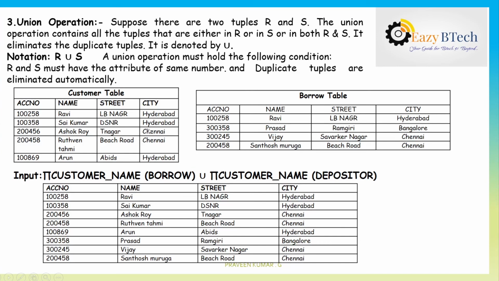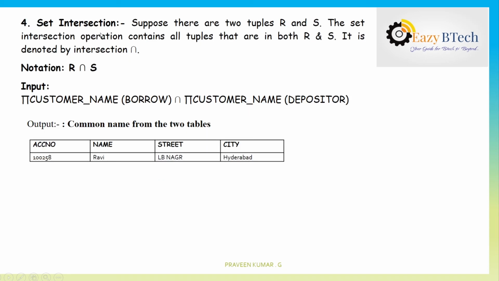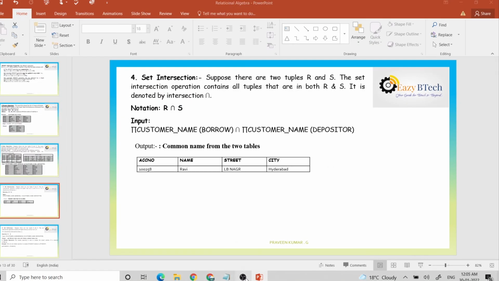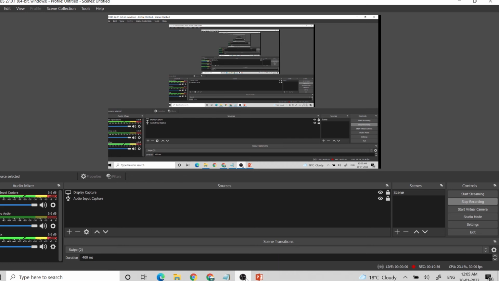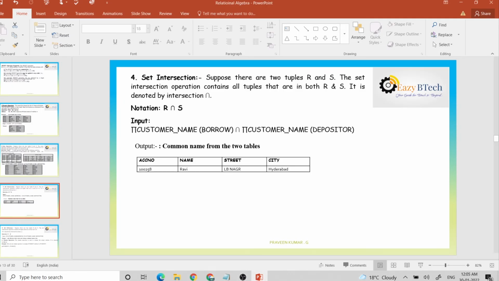Again, check with any other name: Sai, Prasad, Vijay, Santosh, Ritwin, Ashok, and Arun. All are distinct, there are no common names. That's why when we use the set intersection, we can get only the common values. That is about the set intersection.